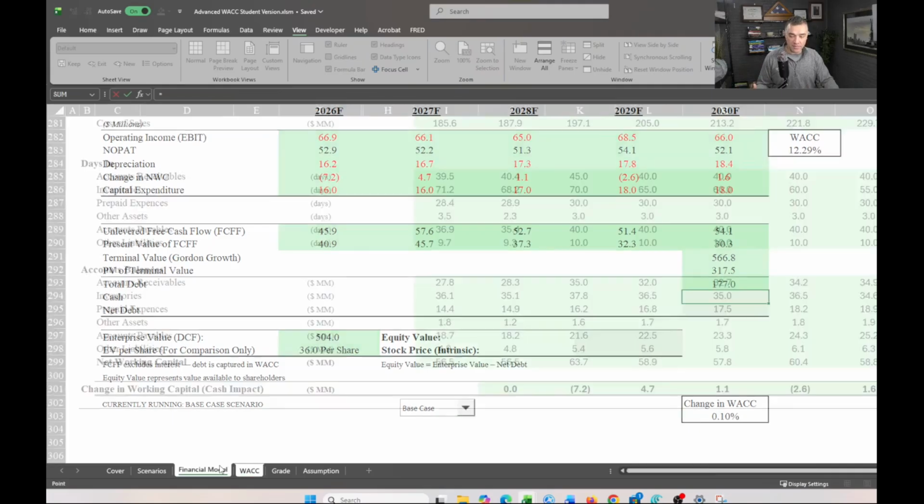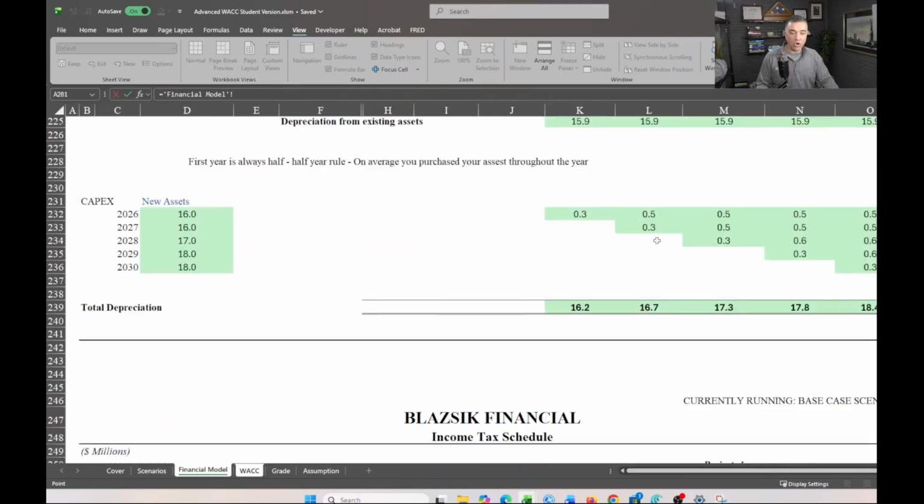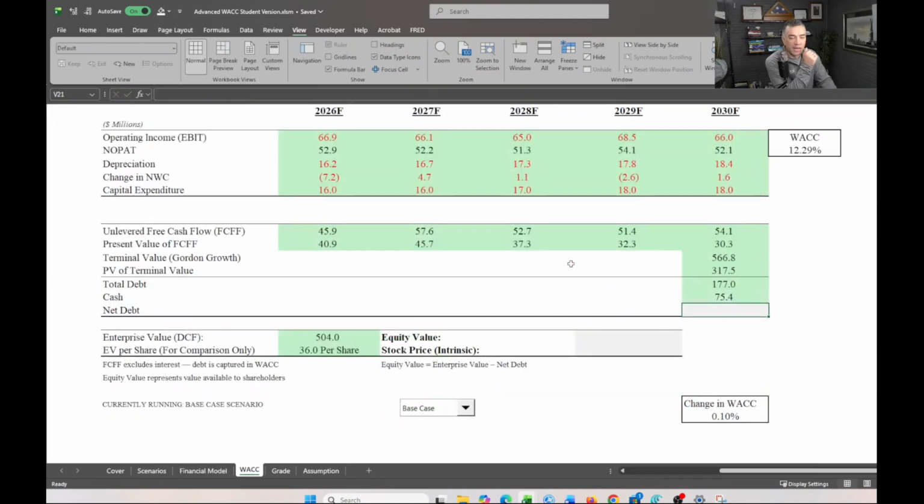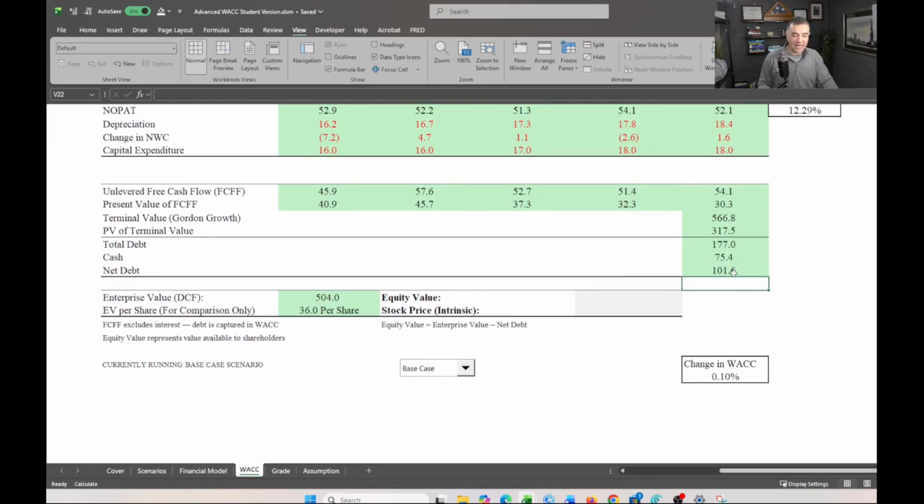So where to find this? I'm going to go to the financial model and scroll all the way up to the balance sheet. On top of the balance sheet, we have a lot of cash in this example, 75.4. And then we want to know how much net debt we have. So we have 75.4 million in cash, and we can use that cash to pay off the debt. I'm going to subtract out the debt, and that's going to be 101.6. That's the net debt.